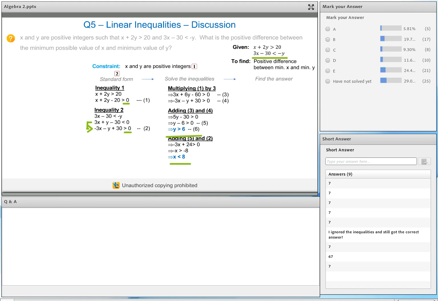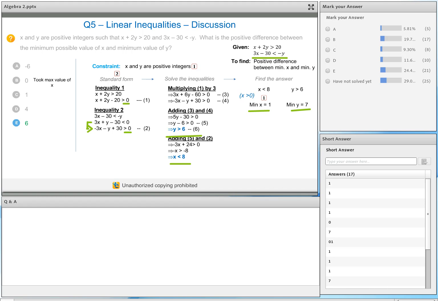Now let's take a look at x is less than 8. If x is a positive integer and x is less than 8, then what is the minimum value of x? X is a positive integer, not a non-negative integer. It's a positive integer, which means that the minimum value of x is 1. Now you have the minimum value of x and the minimum value of y. You need to find the difference between the two. The difference is simply 7 minus 1, which is 6.